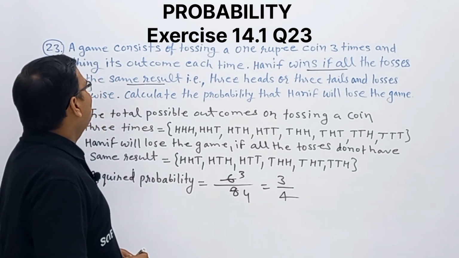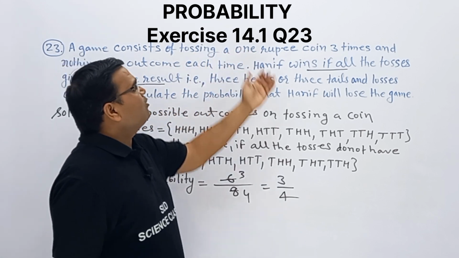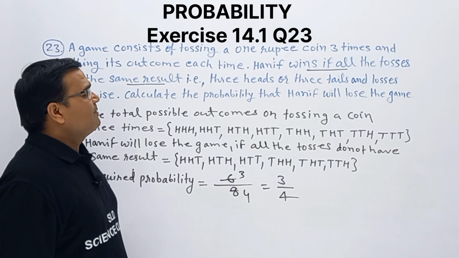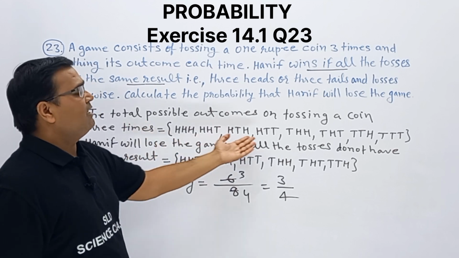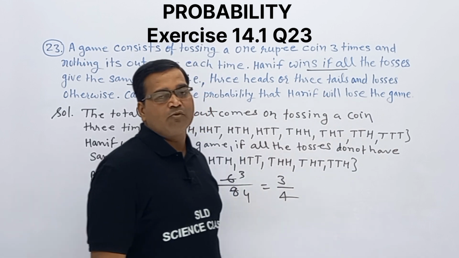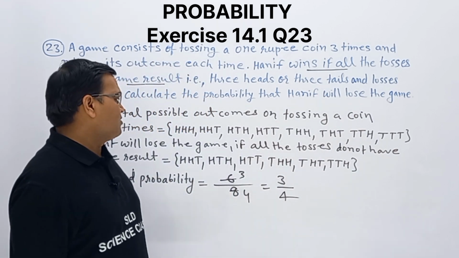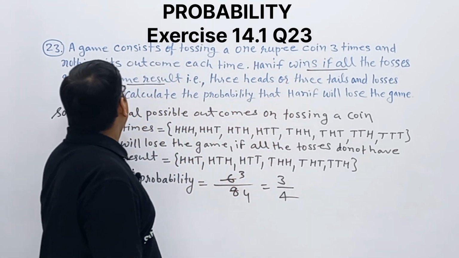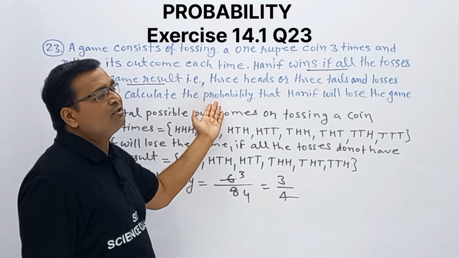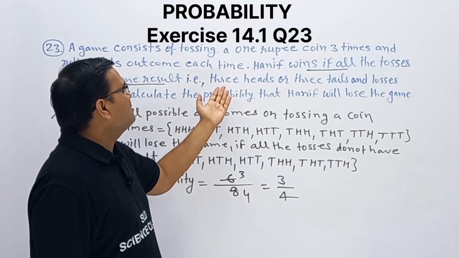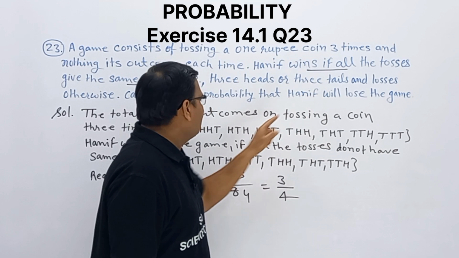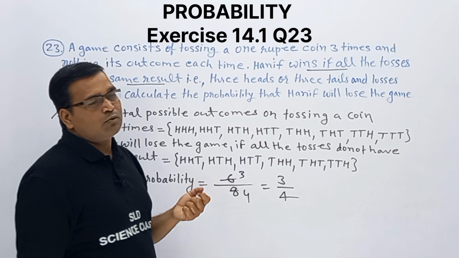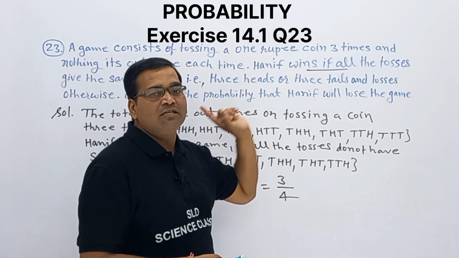Observe again what we are doing. A game consists of tossing a 1 rupee coin. We are tossing a 1 rupee coin 3 times, then all possible outcomes will be 8. These are all 8 possible outcomes once we toss a coin 3 times. Clear? Now Hanif wins if all the tosses give the same result. What is the meaning? All 3 tosses giving 3 heads or 3 tails. One situation is this one and another one is this one. Only these 2 situations, once we are getting them, Hanif wins, otherwise loses.